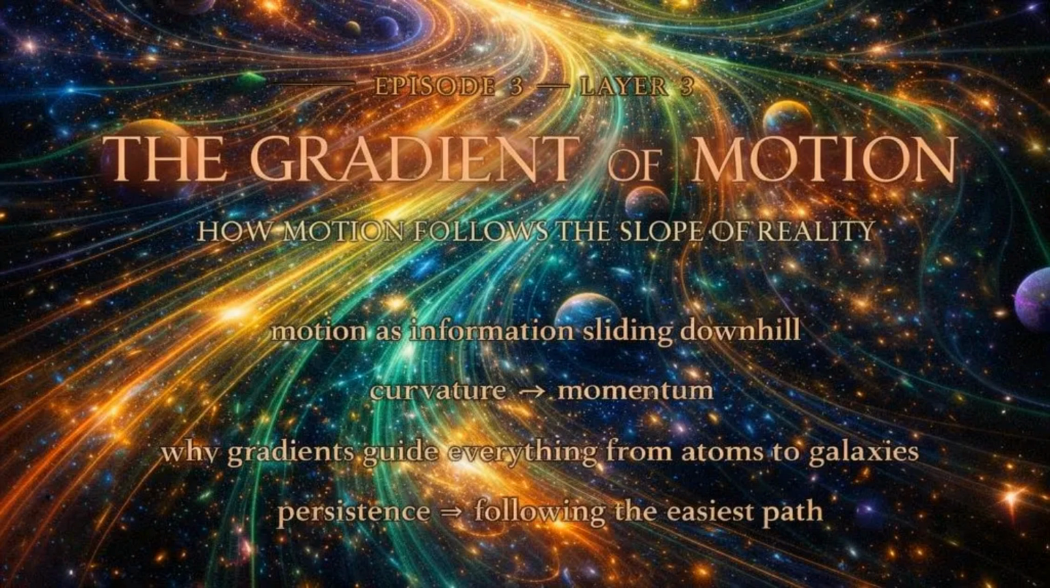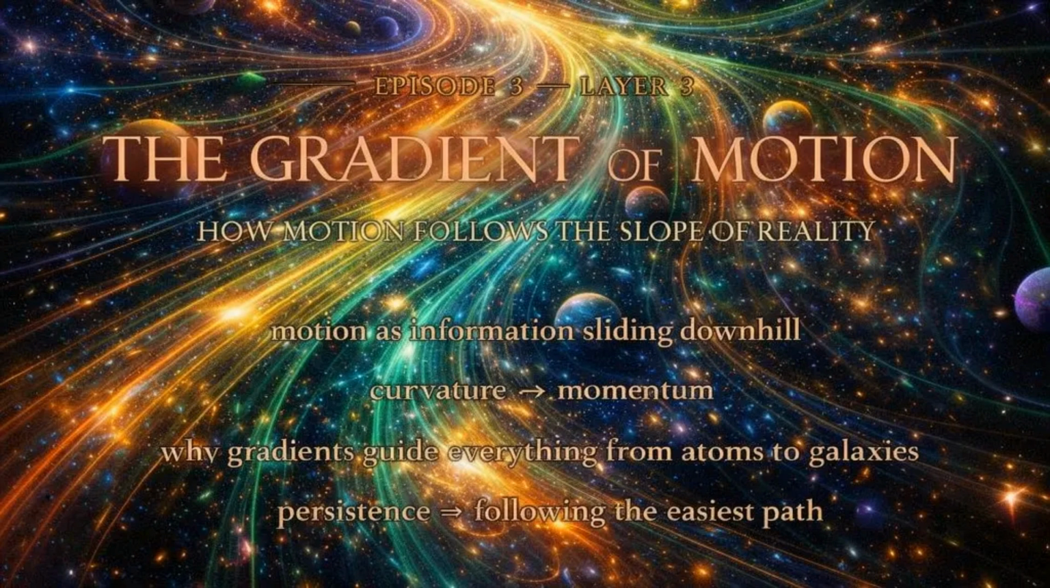After geometry learns to bend in Layer 1, and the universe begins to keep a record of those bends in Layer 2, we finally arrive at the layer where those recorded shapes turn into action. The universe begins to flow. Layer 3 is where the cosmos transitions from silent structure to dynamic motion. Nothing is standing still anymore. Everything now responds to the landscape beneath it, following the terrain carved by curvature and memory.